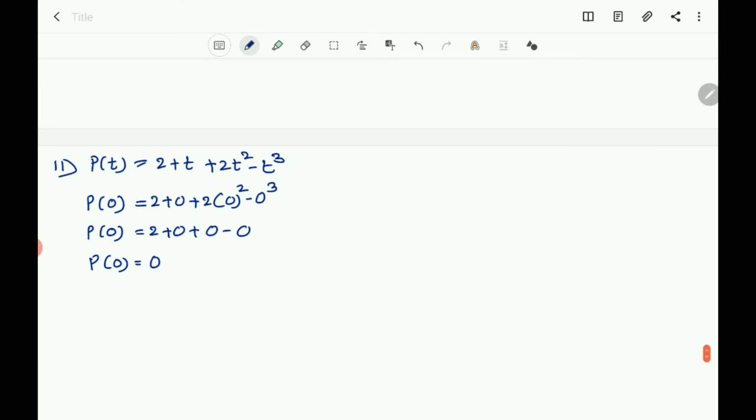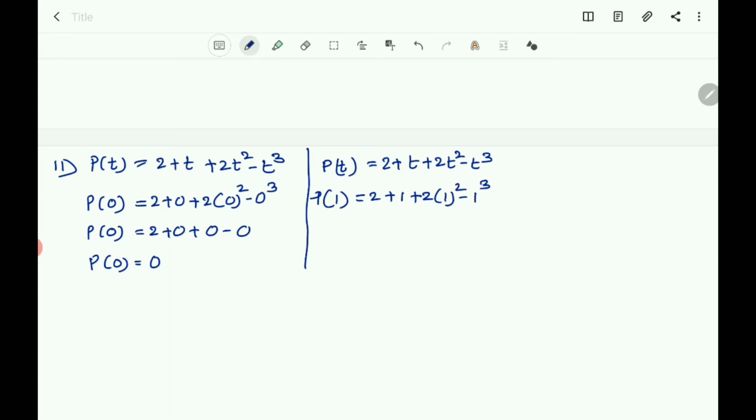Then you take again for P of 1. So you write P of t is equal to 2 plus t plus 2t square minus t cube. So P of 1. P of 1 is equal to 2 plus 1 plus 2 into 1 square minus 1 cube. In the place of t you write 1 here.